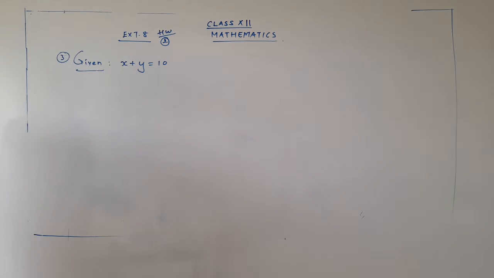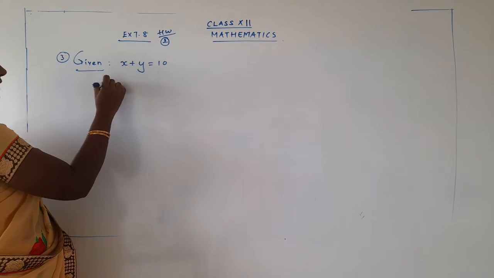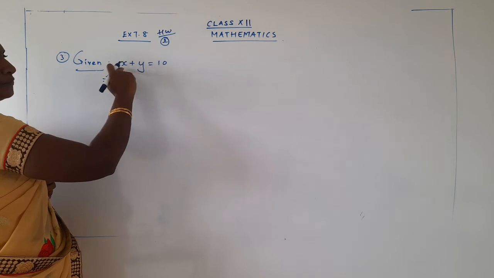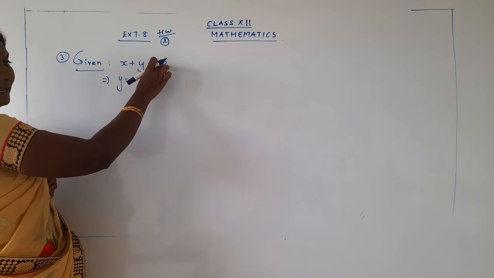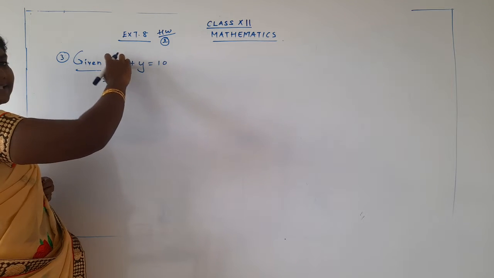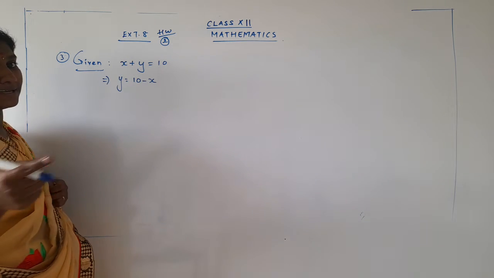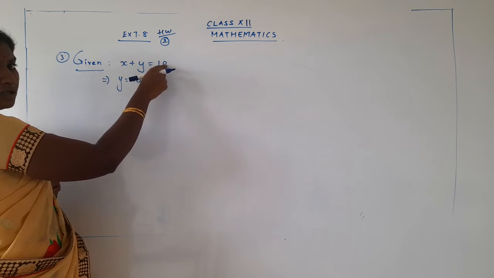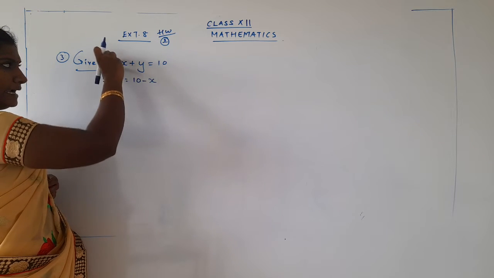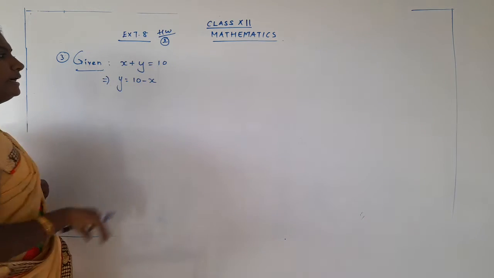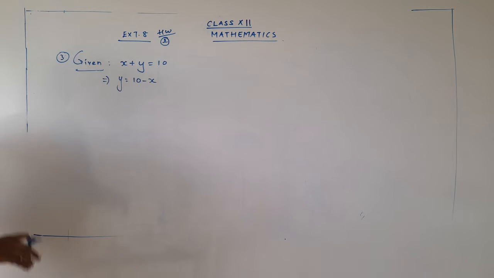That's the given part. Now I have told you that as soon as you write the given part, try to write out the value for y. So what is the value for y here? y is equal to 10, and I am going to shift the plus x to the right hand side. So you get here 10 minus x, not x minus 10. 10 is already present here, so keep 10 first and take the plus x to the right hand side. It becomes 10 minus x. So from the given part, I have found the value for y.